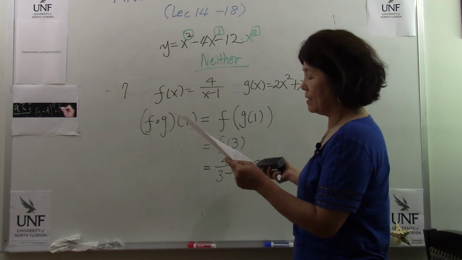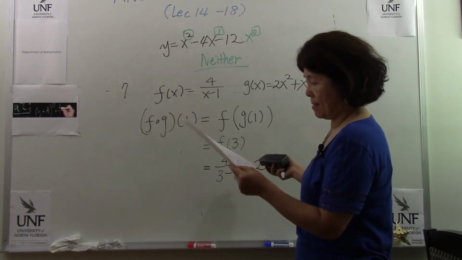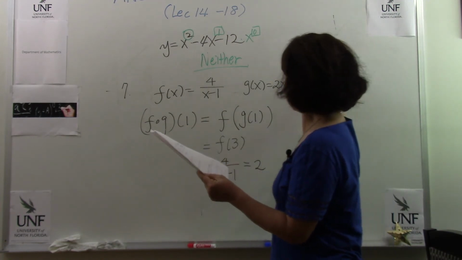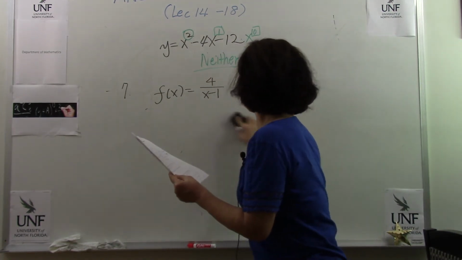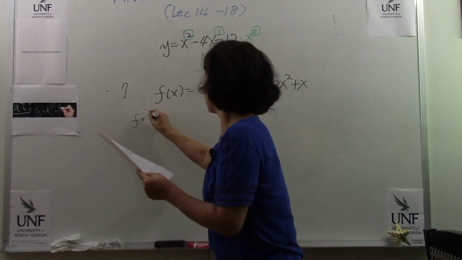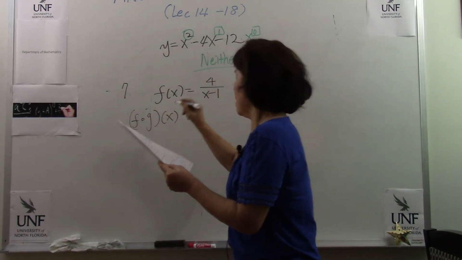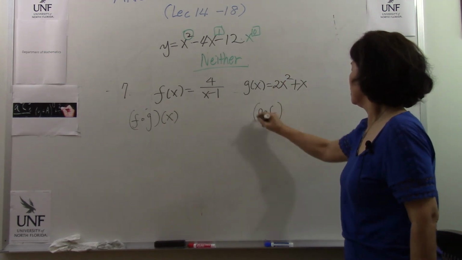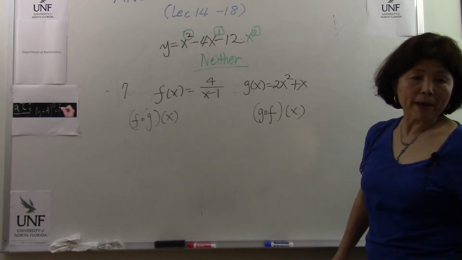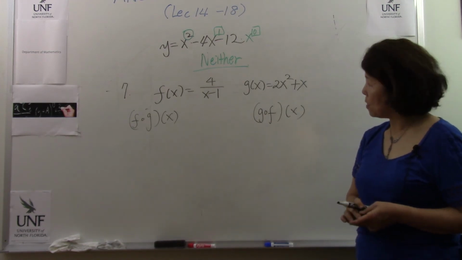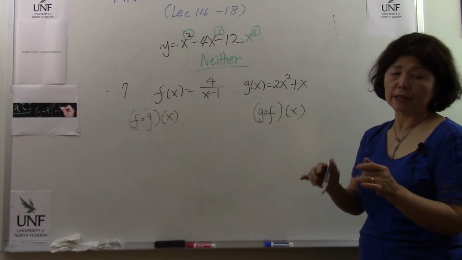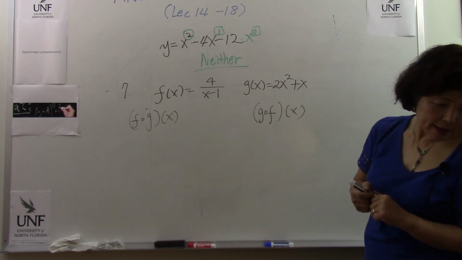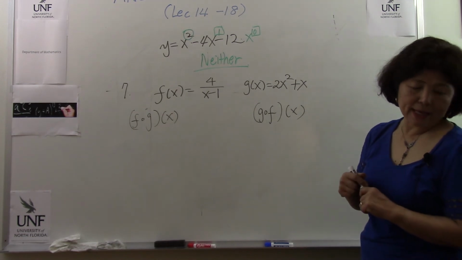The next one is the other way around. Now, f circle g of x and g circle f of x. First of all, do you expect the same answer? No. Normally, you don't expect the same answer. But sometimes, yes, it can happen. So probably we may see that in number 8.